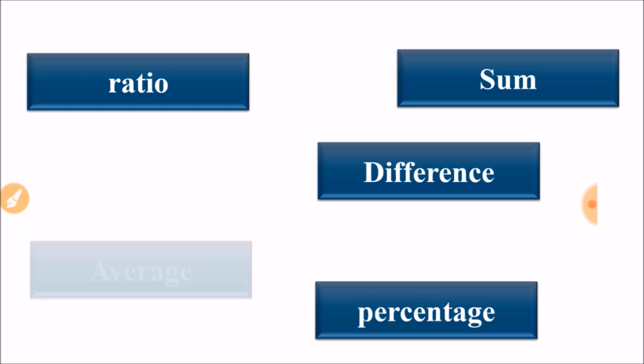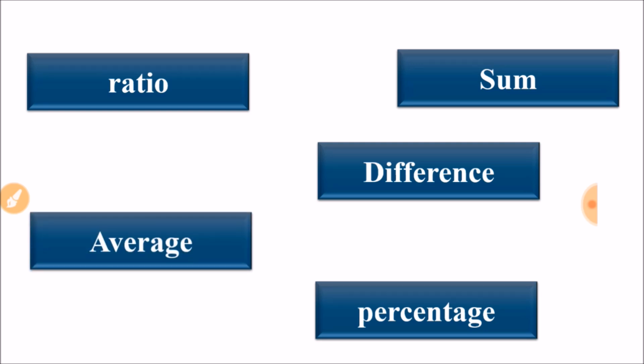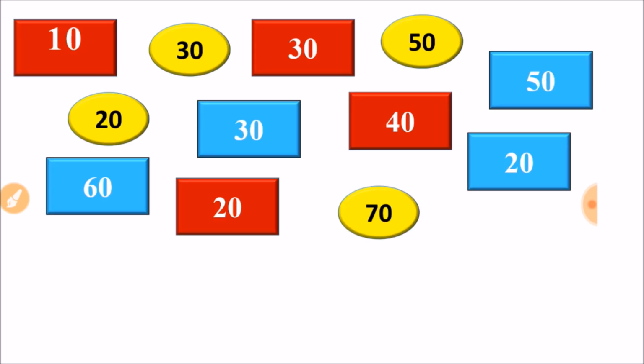And the next one is average. So most of the time in data interpretation, you can see difference finding questions, ratio finding questions, percentage and average finding questions. First of all, we have to be very clear about what these questions are. Then only we can start with data interpretation. So let's start. I will give you one small example.